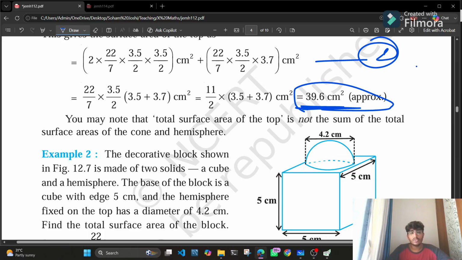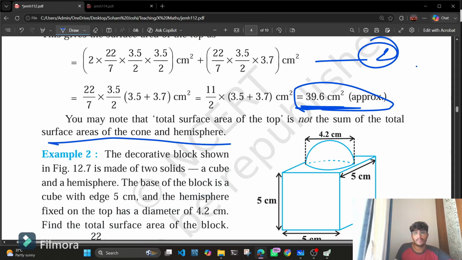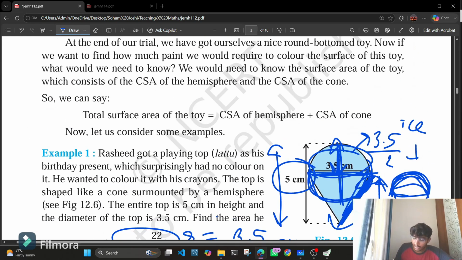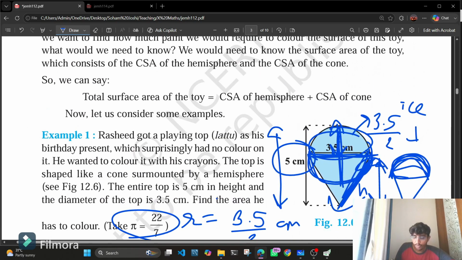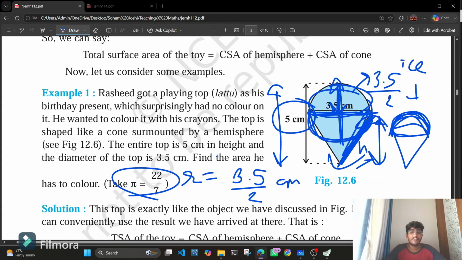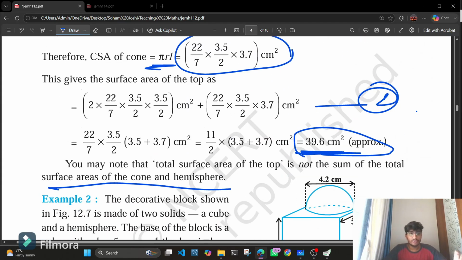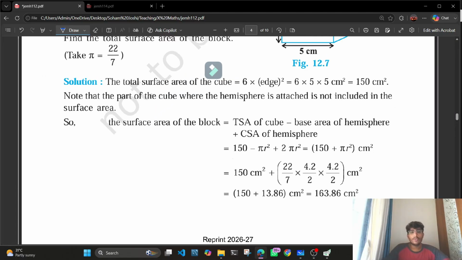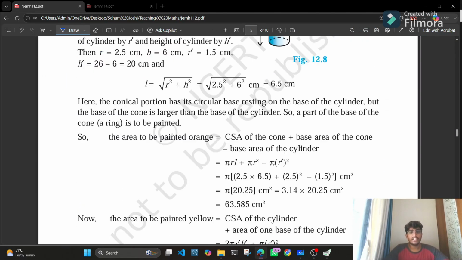One more thing we can notice here is that the total surface area of the top was not the sum of the total surface areas of the cone and hemisphere. If you have two figures, a hemisphere and a cone, we cannot directly add the total surface areas of both figures and get the area for the top. You need to apply some logic also. So this is the concept of surface areas.